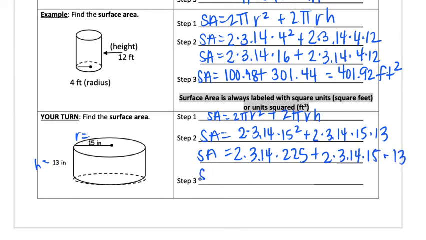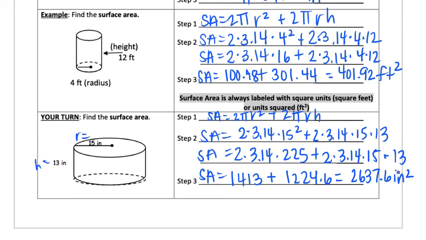In our last step, we need to take care of this multiplication. So here, when we multiply all these together, we get 1,413 plus, when we multiply this section together, we get 1,224.6. Adding everything together, we get 2,637.6, and we are dealing with inches squared for surface area.